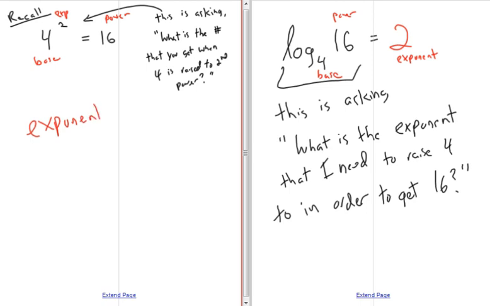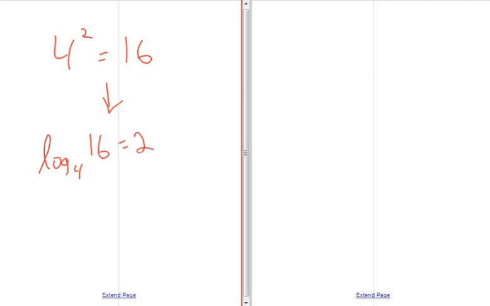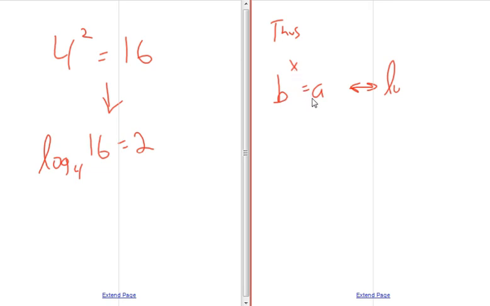So this is what we call an exponential function, an exponential form, or an exponential equation, and then over here we have a logarithmic form, or logarithmic equation. So we could say that 4 squared equals 16 converts to log base 4 of 16, which equals 2. Just generically speaking, if we have b to the x equals a, then we could write that as log base b of a equals x. This is definitely something worth writing down right here.